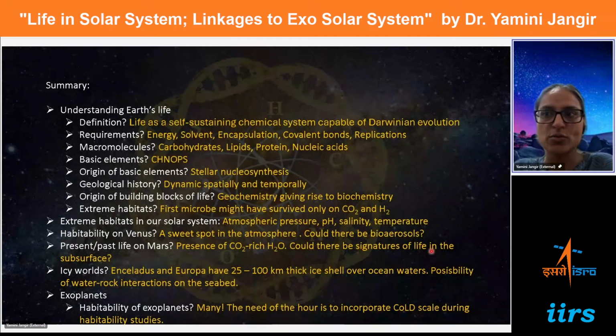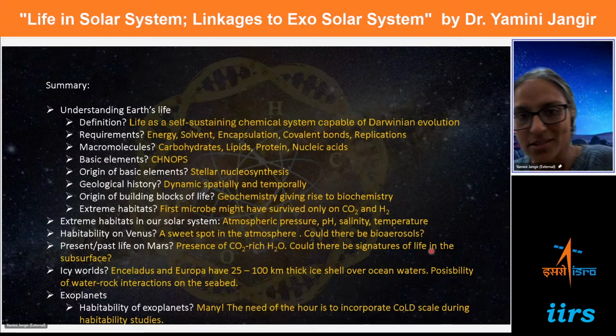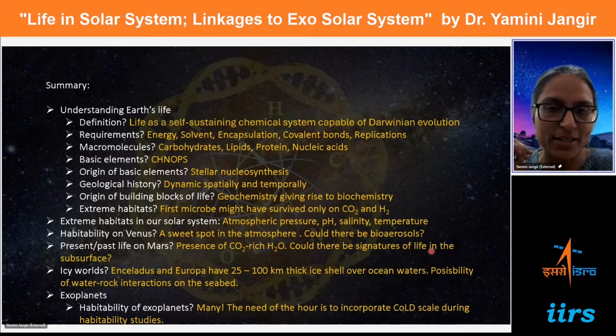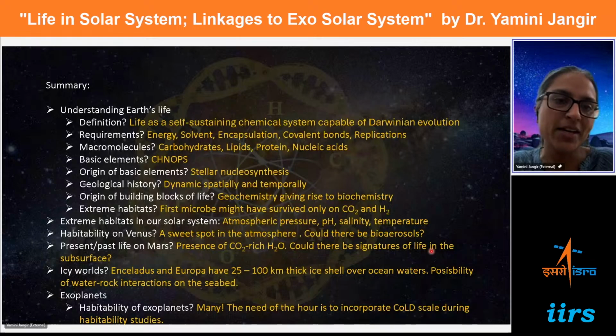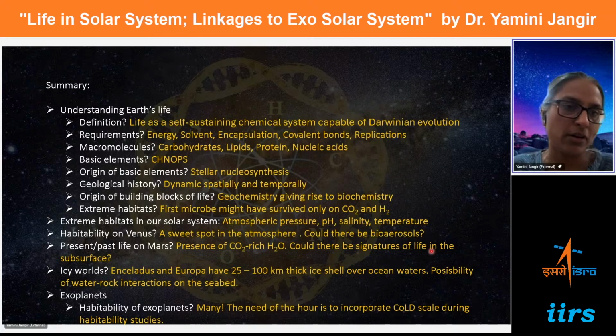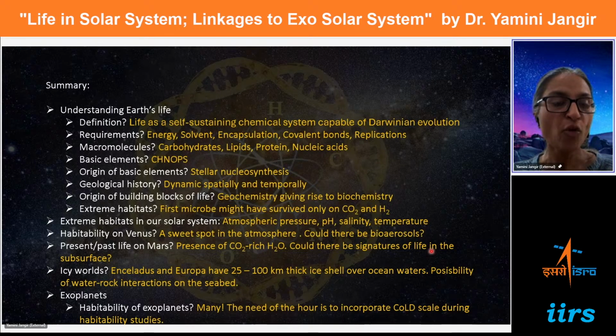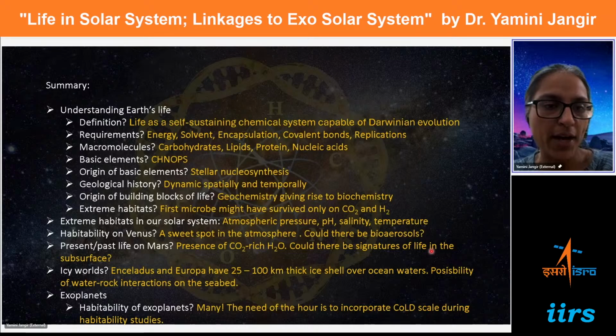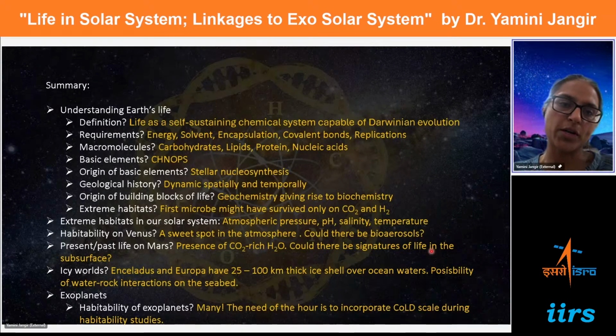And with that, I would like to quickly summarize that yes, life is a self-sustaining chemical system capable of Darwinian evolution, and we will accept that. But we need more information, and we need to be more thorough about defining life. Life over here is based on the life we know on Earth. Life could be something beyond Earth. Carbon may not be the basic molecule forming the backbone of macromolecules. It could be something else. Water may not be the solvent. It could be sulfuric acid, or maybe something more reactive, maybe an alkane. So we will have to think about all those questions.